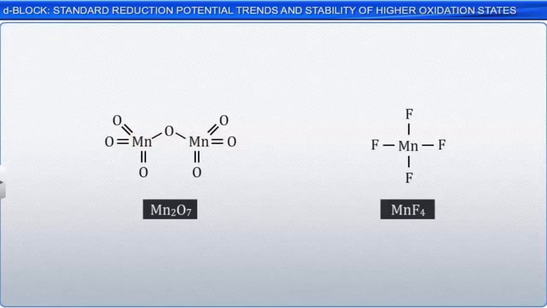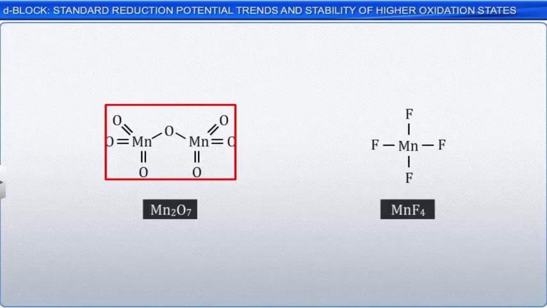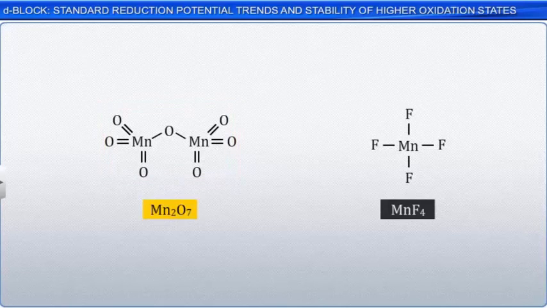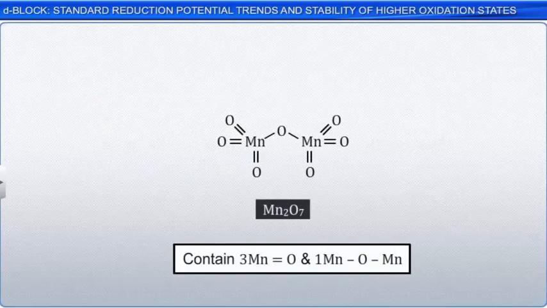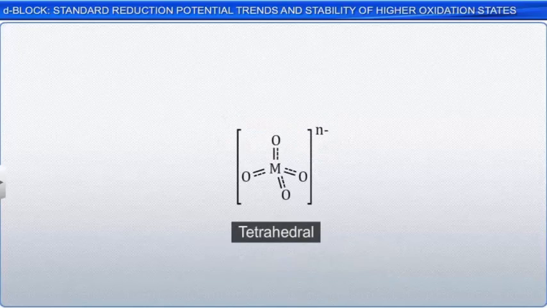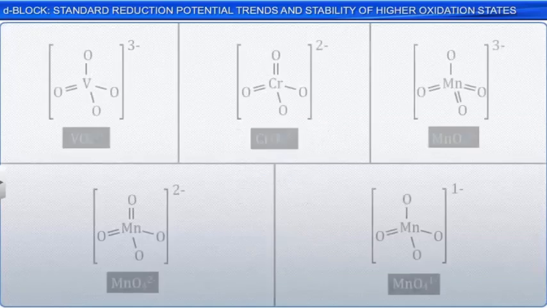This ability can be clearly seen in the covalent oxide, manganese heptoxide. In this compound, each manganese atom is surrounded by 3 doubly bonded oxygen atoms, including an Mn-O-Mn bridge. Similarly, oxygen also forms double bonds in the tetrahedral MO4^n- ions, known for vanadium(V), chromium(VI), manganese(V), manganese(VI), and manganese(VII) ions.